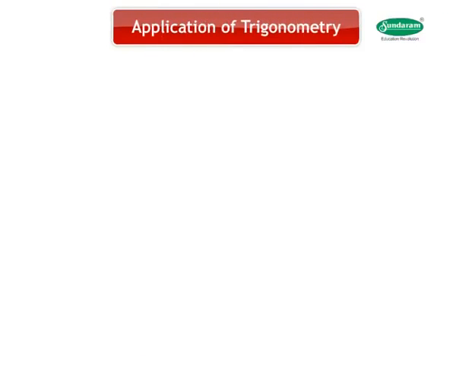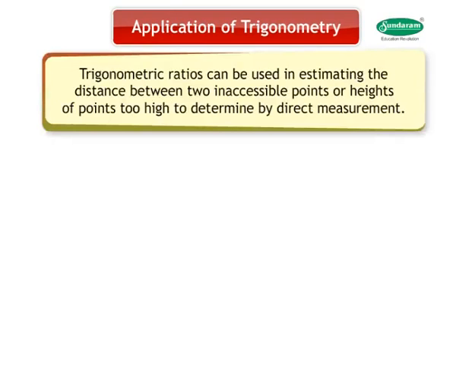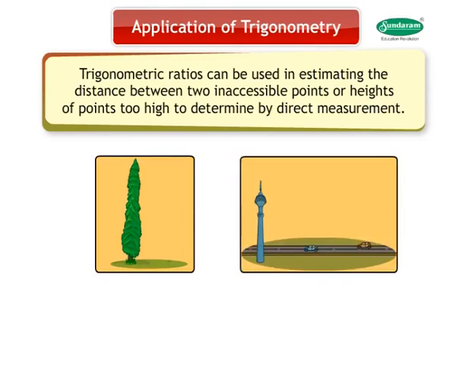Application of trigonometry. Trigonometric ratios can be used in estimating the distance between two inaccessible points or heights of points too high to determine by direct measurement. For the purpose of computation, we shall treat trees, hills, or towers as ideal vertical objects.